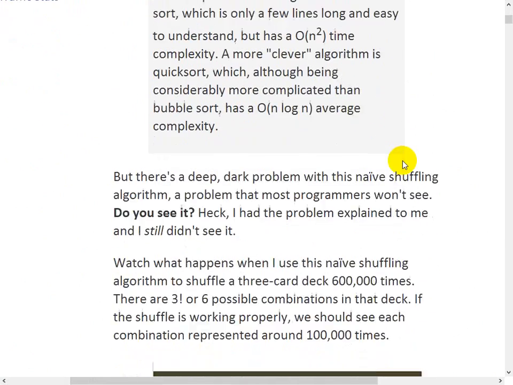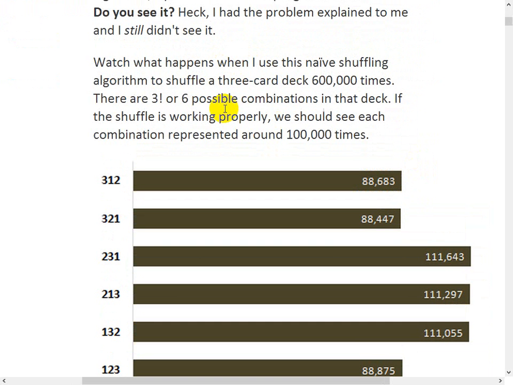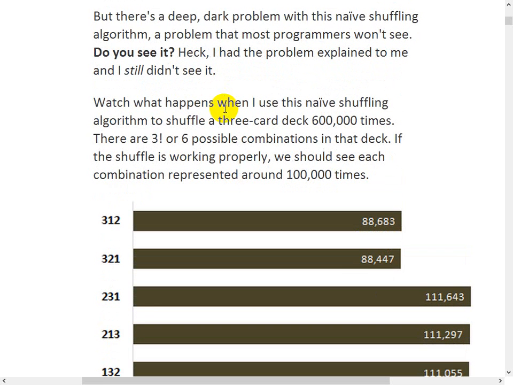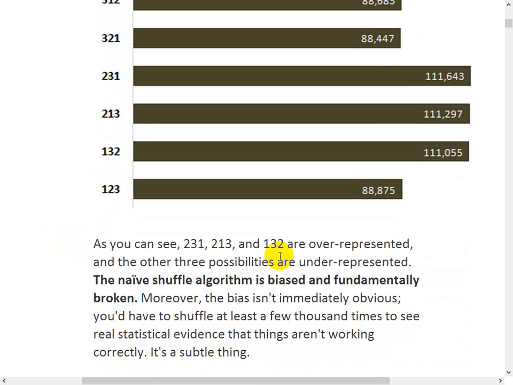Here's the interesting idea. He explains what happens when you do it between 0 and n. It turns out you actually skew the shuffling. Let's say there are 3 cards, there are 3 factorial possible combinations of that deck, which means 6. When you use 0 to n, you see that some combinations are more likely than the others. And why is that the case?